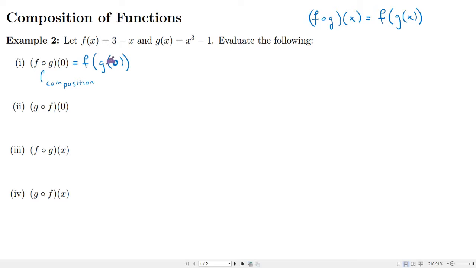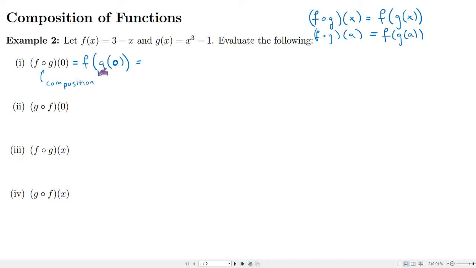So f of g of the input, 0. If you happen to have an actual value you're composing, let's say that it's a, it's the same thing, it's just evaluated at a, which is the situation that we have here. So we're evaluating at 0. So how do you proceed with this?